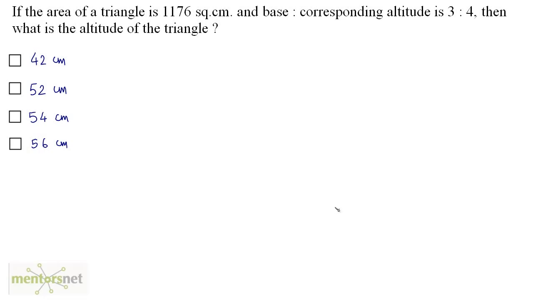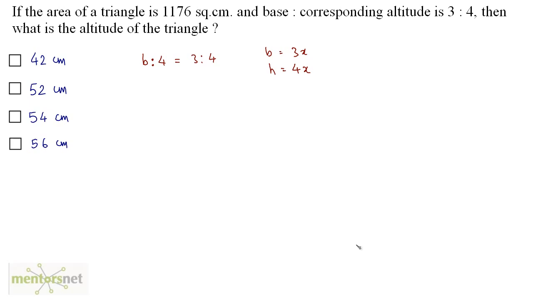If the area of a triangle is 1176 square centimeter and the base to corresponding altitude is 3:4, then what is the altitude of the triangle? So we have been given the ratio of base and height, which is equal to 3:4. So therefore I can write b is equal to 3x and the height is equal to 4x, x being a constant.